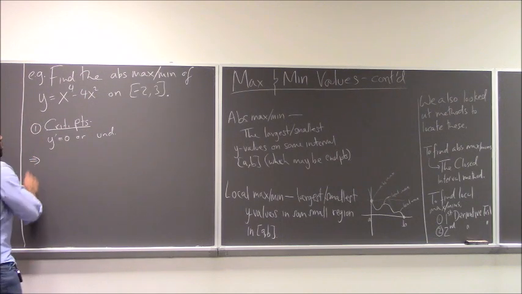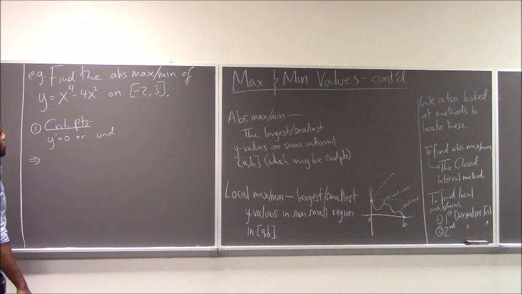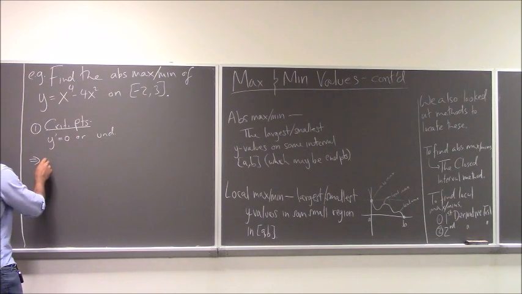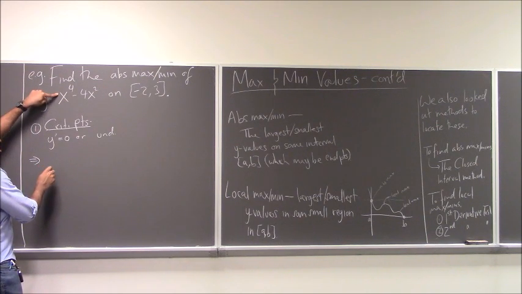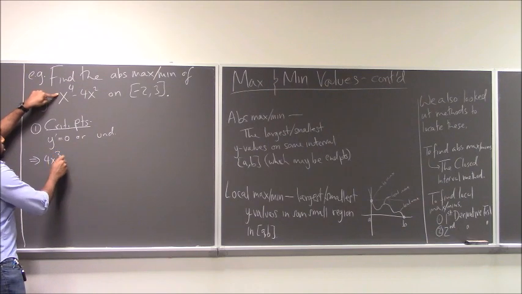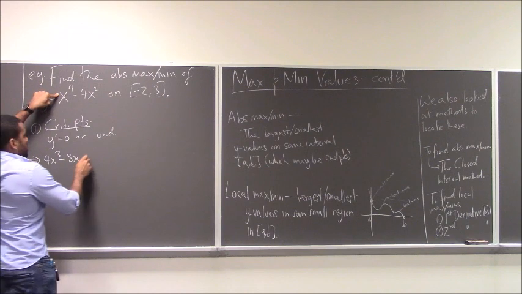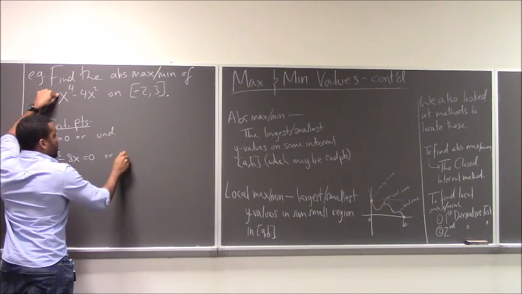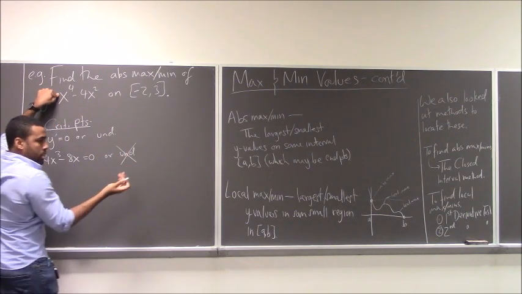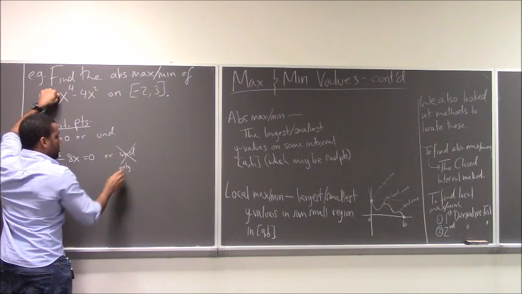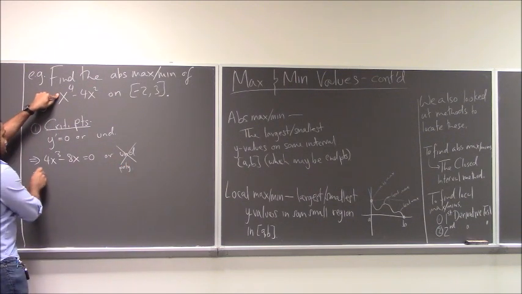So this would mean, what's the derivative of this? 4x to the third minus 8x. You know it's always defined, right? It's a polynomial, so that's not going to be affecting anything. How do we solve this equation?